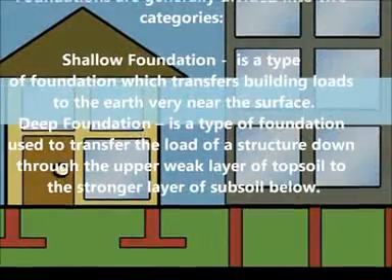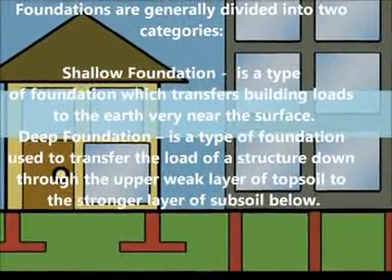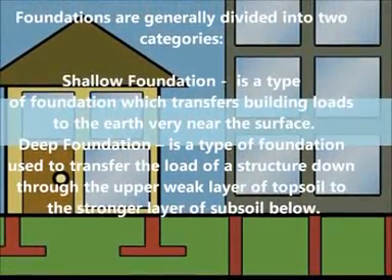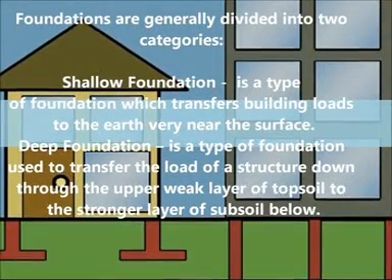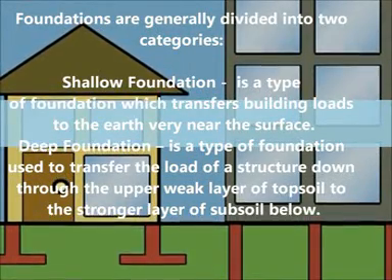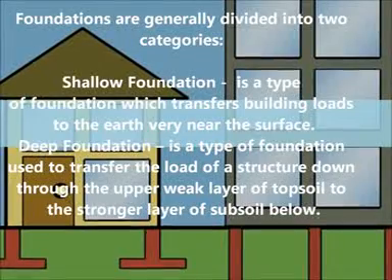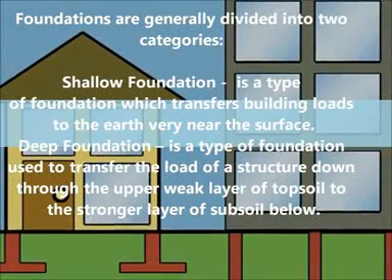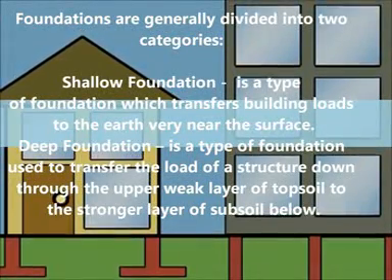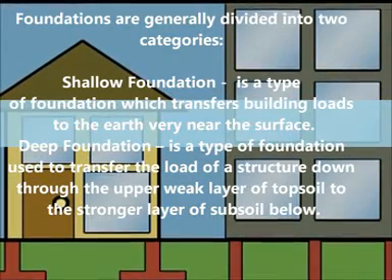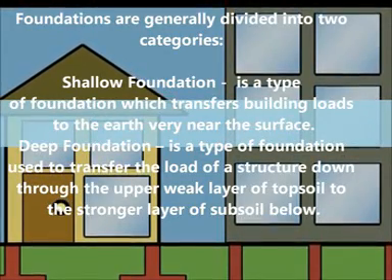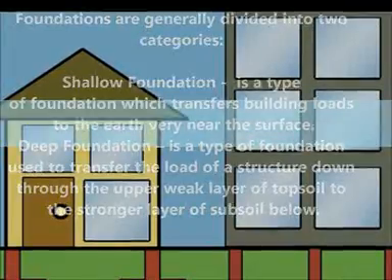Foundations are generally divided into two categories. Shallow foundation is a type of foundation which transfers building loads to the earth very near the surface. Deep foundation is a type of foundation used to transfer the load of a structure down through the upper weak layer of topsoil to the stronger layer of subsoil below.